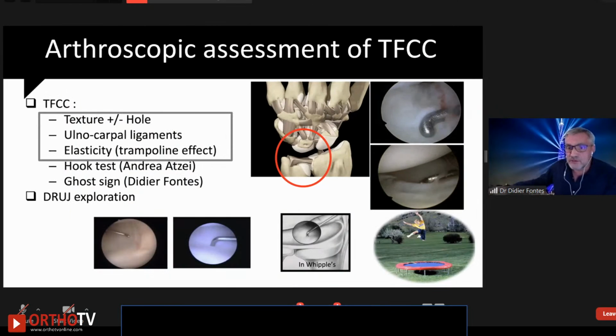You know, arthroscopy is probably the best way to assess the TFCC. It can give a good exploration of the texture of the ligament. We can assess the classical trampoline sign. Sometimes you will find some holes inside. So it's very important. It is really the best way because it's a dynamic way to assess the TFC.